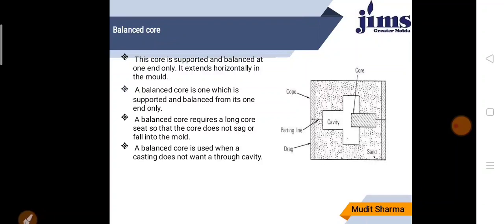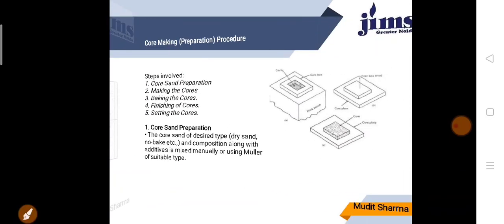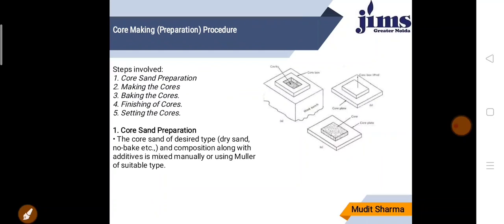It is similar to the horizontal core, but it is supported at one end only. The core print in such a core should be large enough to give proper bearing to the core. You can see here, a balance core is one which is supported at balance from its one end only. A balance core is used when the casting does not want to go through the cavity. I hope you will understand all the different types of core.